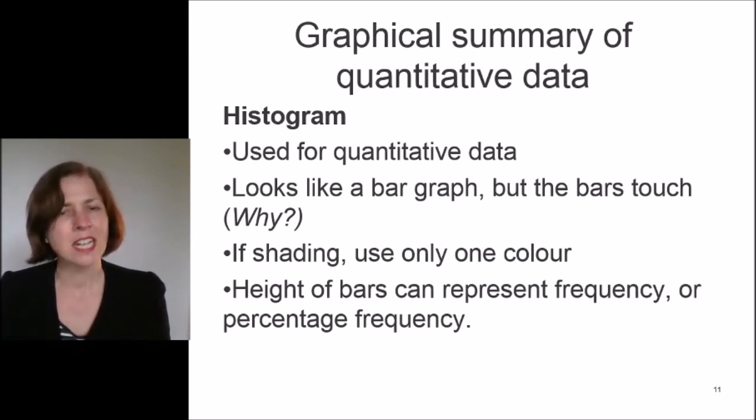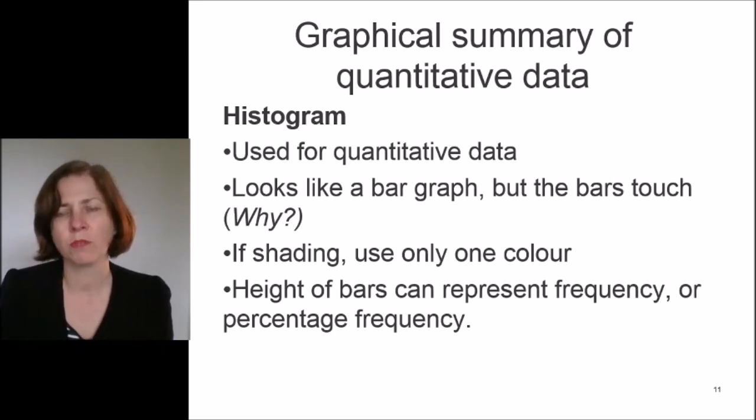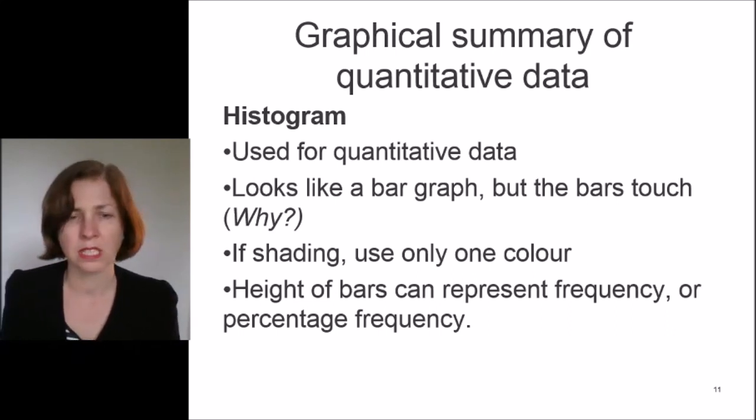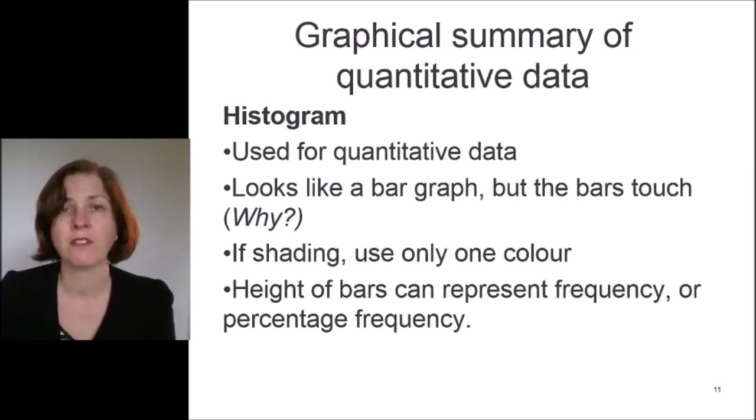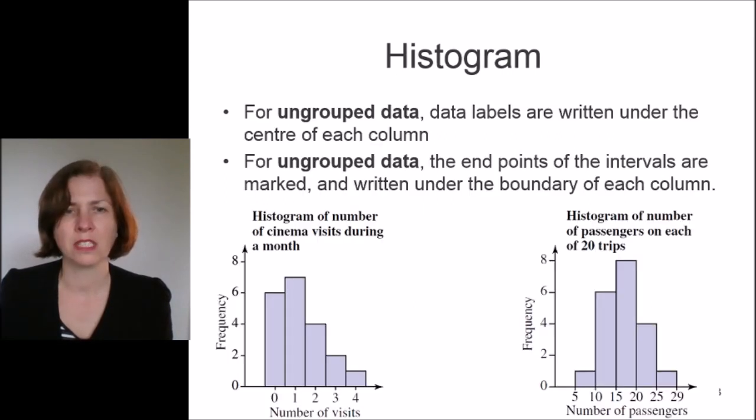If I'm shading, I don't use separate colors because I don't have categories. I've just got numbers, so there's no need to distinguish between different categories using colors. And the heights of the bar, once again, can be frequency or percentage frequency, or relative frequency. I haven't mentioned that as well. All right, so first let's look at some histograms.